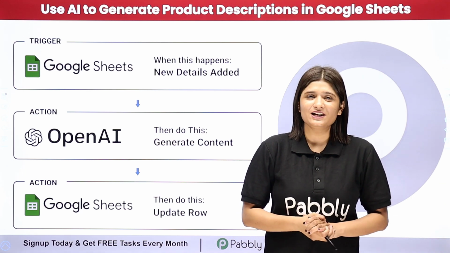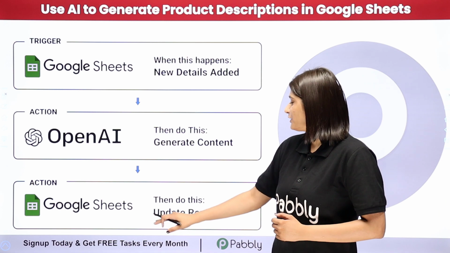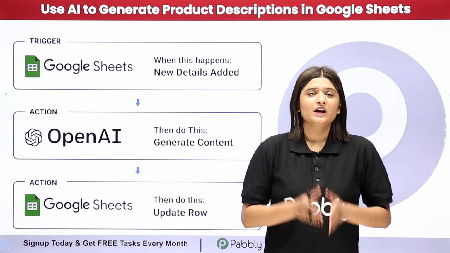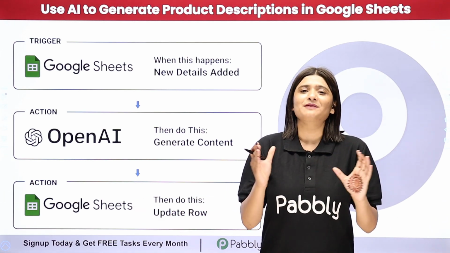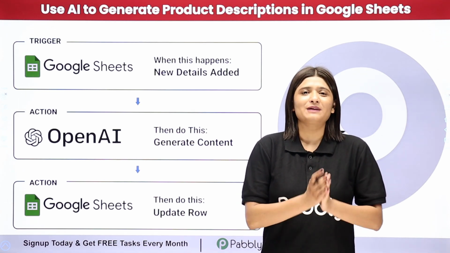Here I am going to use my AI agent as OpenAI, and then this generated content should be automatically updated to my row in Google Sheets spreadsheet. Doing this manually will consume a lot of time, so I am completely going to automate this process. And to do this automation, I am going to use Pabbly Connect.